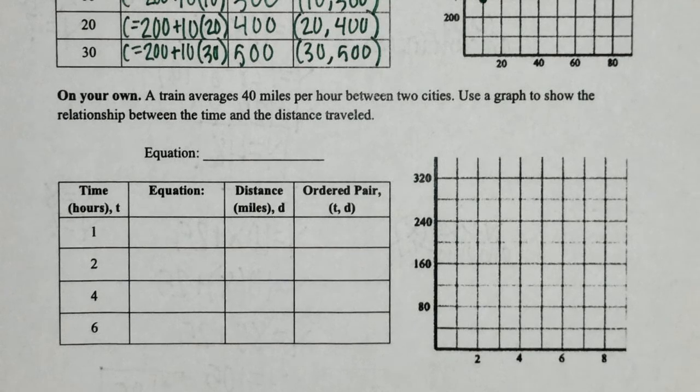Alex? No, because t is time, so you're missing a variable. We have two variables and we have 40. So we have t, which represents the time, d is the distance, and then we have 40, which represents 40 miles per hour. Haley, what do you think?